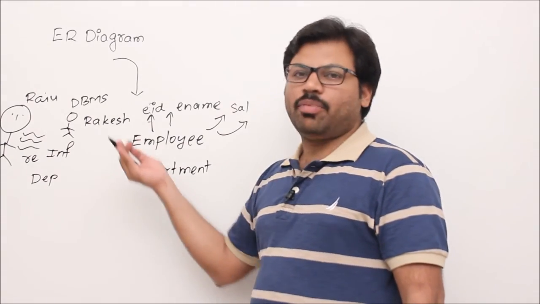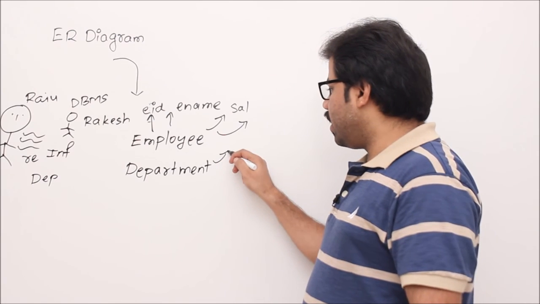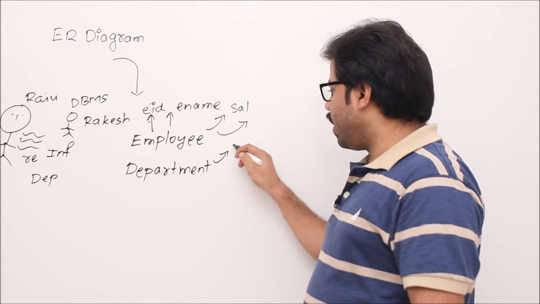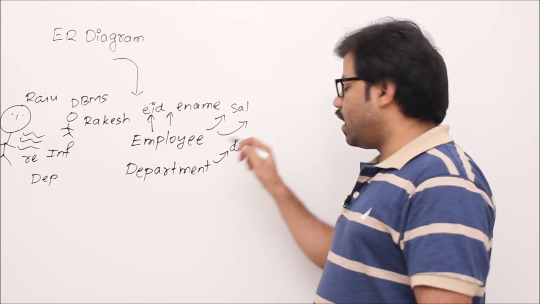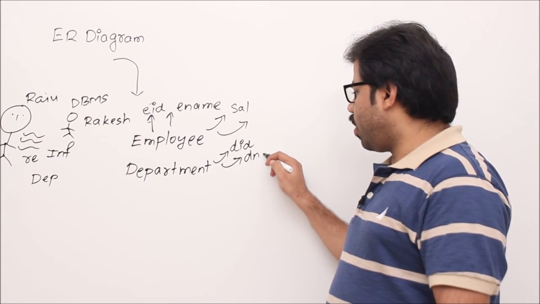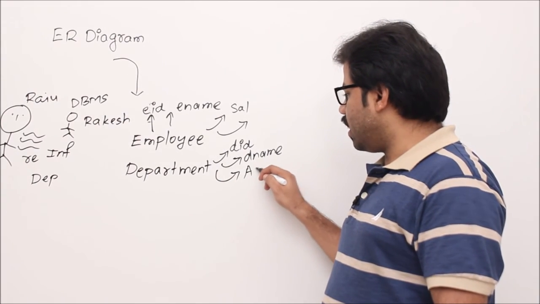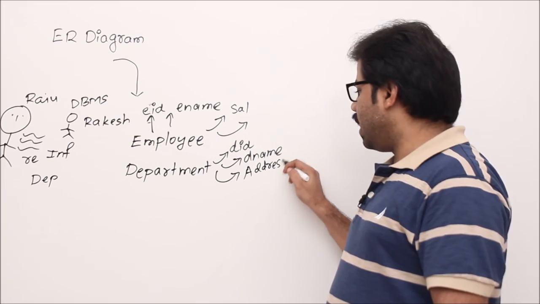Similarly, we'll ask about department. What are the properties you want to have for this department? Then he will describe the department. Every department will have an address, otherwise a unique identification number, department ID, and every department should have a name, department name, for easy access, and every department should have an address. In that way, all the properties he will mention.